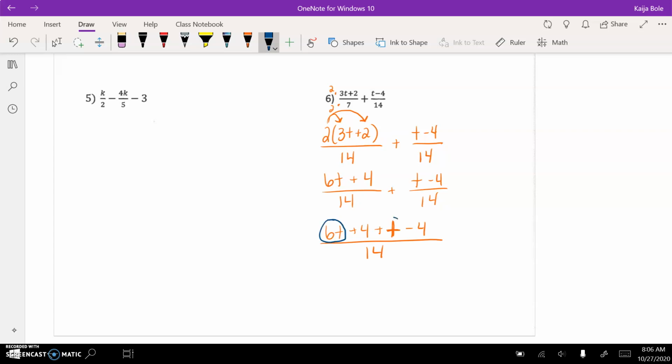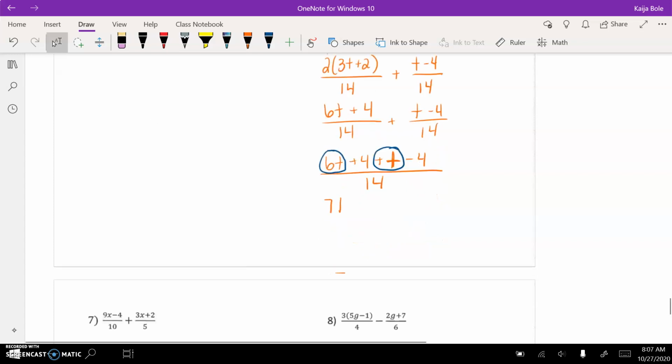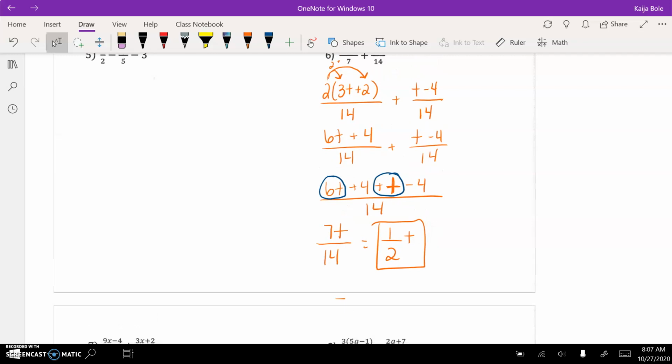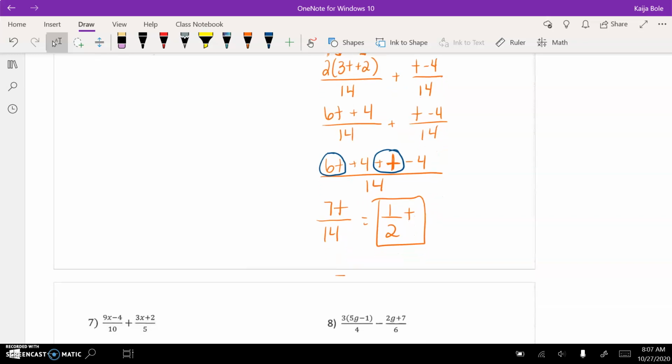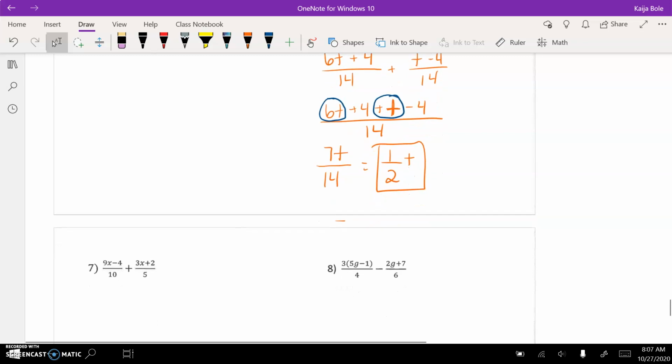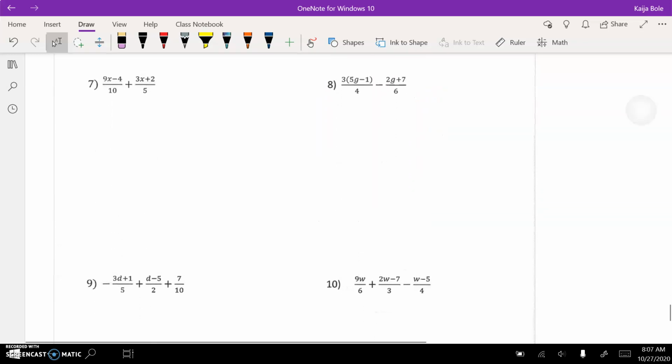Let's see, I've got 6t and a positive t. And then I've got just the whole number. So 6t plus t would be 7t, and then plus 4 and a negative 4, those cancel. So I'm just left with 7t over 14. But I can simplify this, so I would end up getting just 1/2 t as my answer. Okay, so again, there's a few ways you can go about doing this. You're going to need to show your work, though, in order to get the most partial credit I could ever give you. So maybe your steps look a little bit different in there, but you got to the same answer. So that's the theme for the rest of the problems.